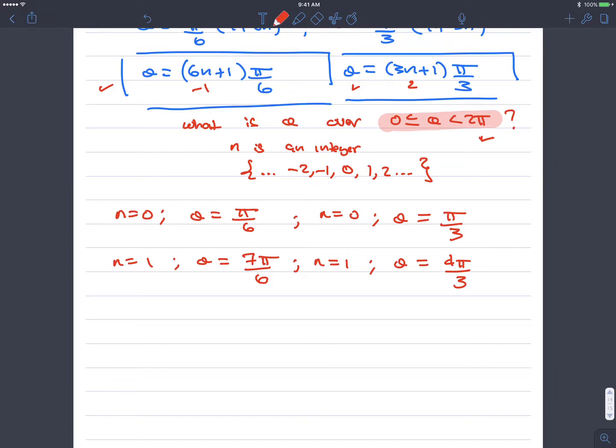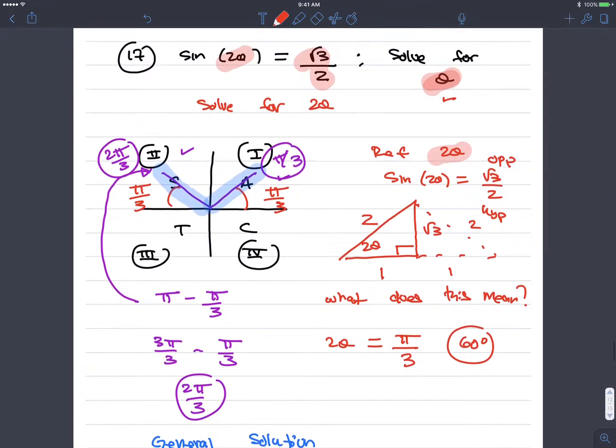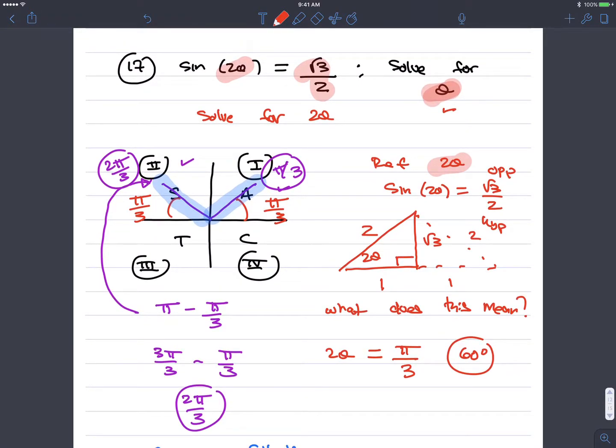So if you look in the back of the book sometimes and say, why did they give me this list as solutions? Pi over 6, 7 pi over 6, pi over 3, 4 pi over 3. The reason is because they all satisfy the equation sine 2 theta is the square root of 3 over 2. So doubling the angle requires you to do a little bit more work. What do you guys think about that one? Is that okay?